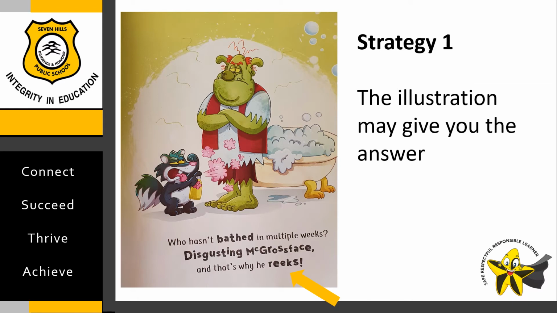So there are two ways that we can gain meaning from looking at quality text or picture books. One of those ways is through the words, and the other way is through the pictures. Sometimes when we read picture books, we come across words that we don't quite understand or we haven't heard before.